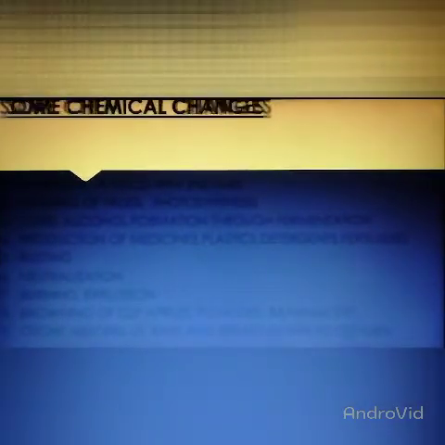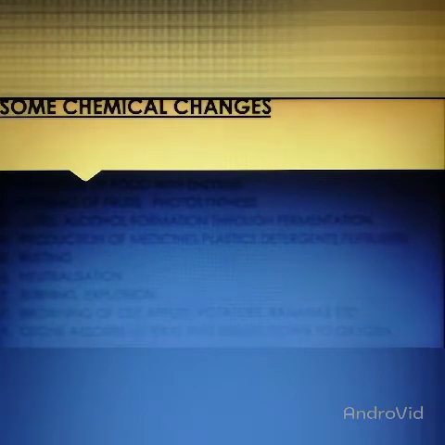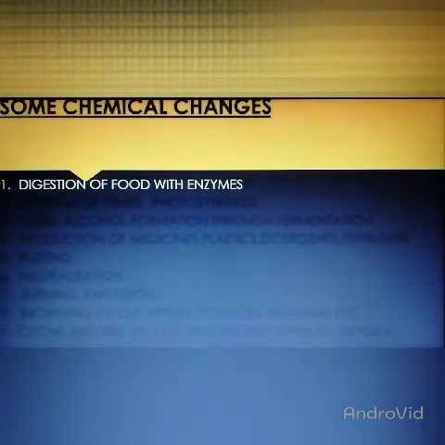Now let us learn about some more chemical changes that we come across in our day-to-day lives. One is the digestion of food with enzymes, right, which happens in our mouth, our stomach and intestine. During digestion, new substances are formed, like proteins are broken down into amino acids, right? So we get new substances here, and so digestion is also a chemical change.